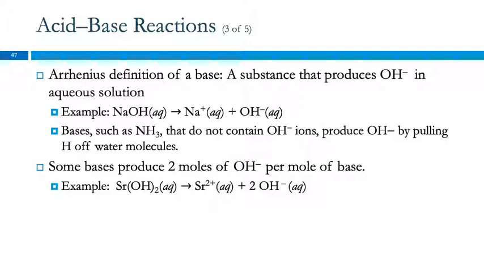Some bases can produce 2 moles of hydroxide per mole of base, like strontium hydroxide. When 1 mole of this dissolves, we form 1 mole of strontium and 2 moles of hydroxide. So if it was an acid, it'd be a diprotic acid. We don't have a name for bases like that. You just look at the chemical formula, and this tells me I'm going to get 2 moles of hydroxide.